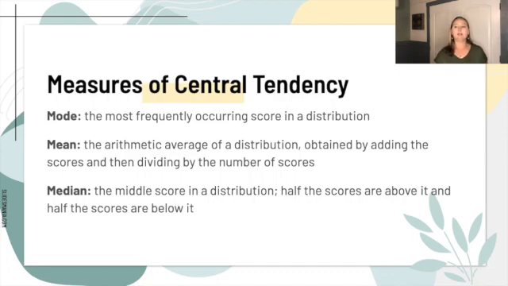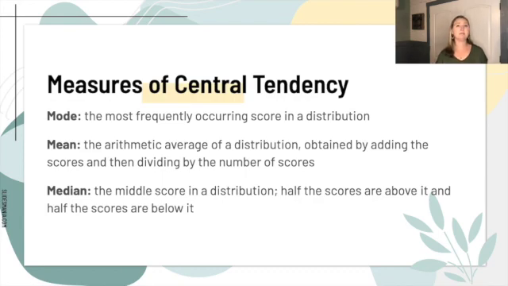The mode is your most frequently occurring score in a distribution. So say we have 8 test scores, 3 of them are the same. The mode is whatever that most frequent occurring score is. Now, you can have distributions where there is no mode. So if you have a group of data points and none of them are the same, you don't have a mode. And then we have the median.